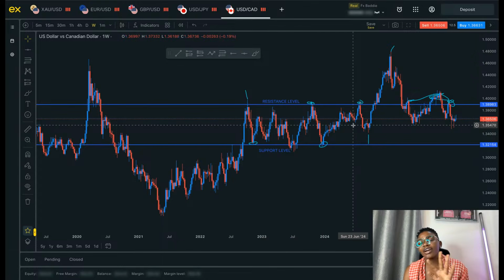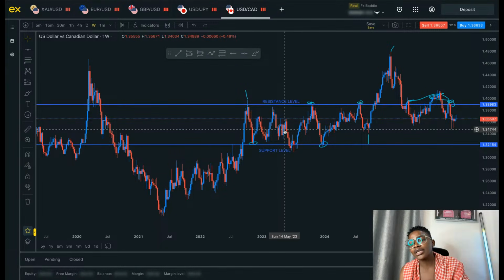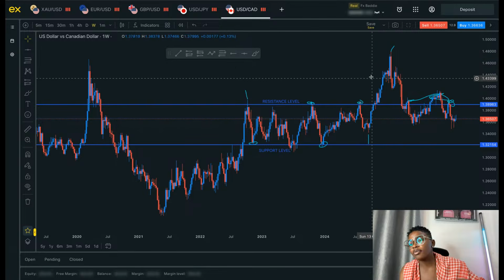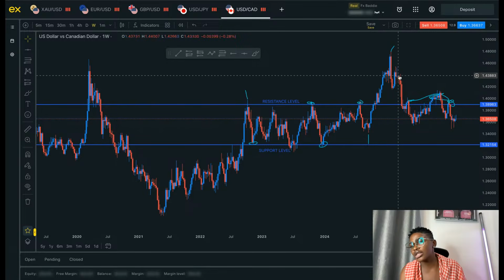Now, we have marked our key levels on the weekly. Now let's move to the daily. But have it in mind that on the weekly, the uptrend has stopped, the market consolidated, the market broke the resistance level, bought up, formed a head and shoulder pattern.